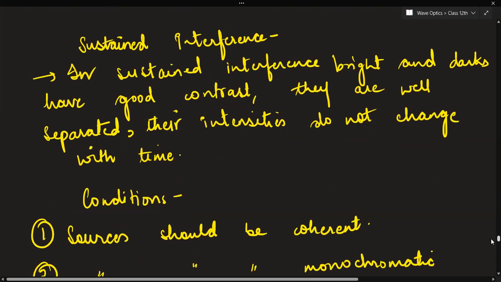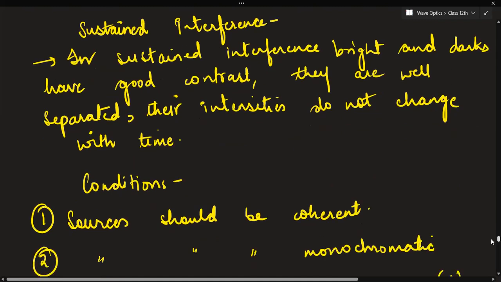See, one very small topic is sustained interference. From sustained interference, you can get theory questions. Theoretical questions will only come from here, but there are very few chances that questions from sustained interference come. So at the end, revise it.